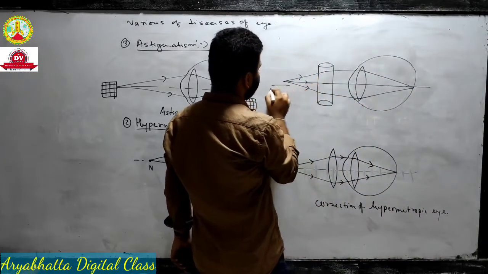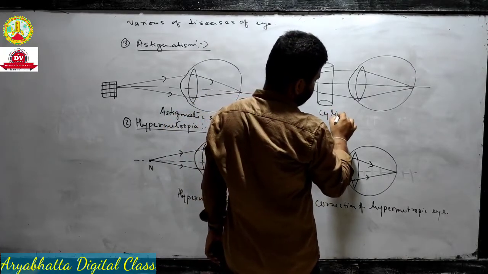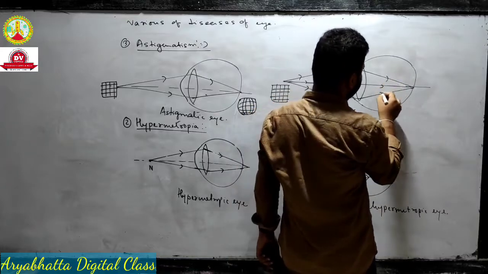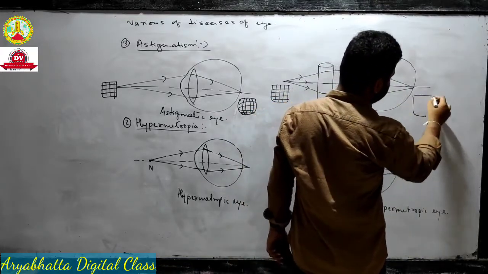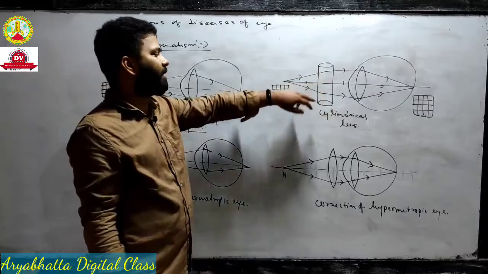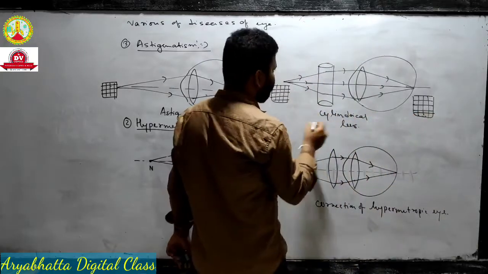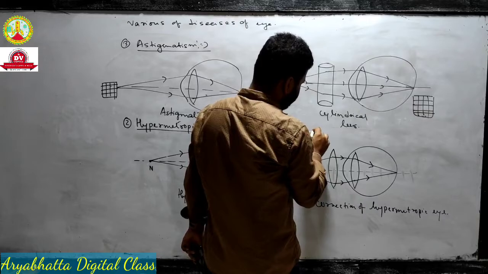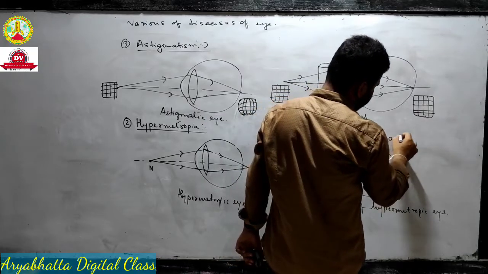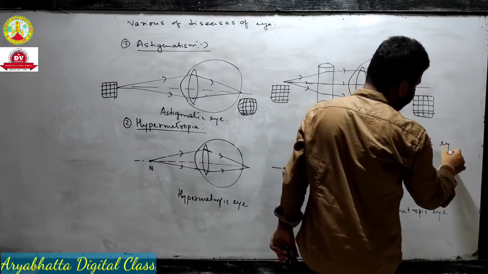So what type of lens is this? This is the object, like a graph paper, and this one is a cylindrical lens, and you will be able to see the image just like the object. Whatever the object, you will be able to see it if you pass it through a cylindrical lens. So this is the correction of the astigmatic eye.